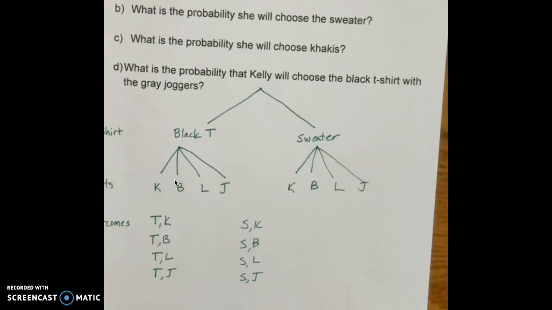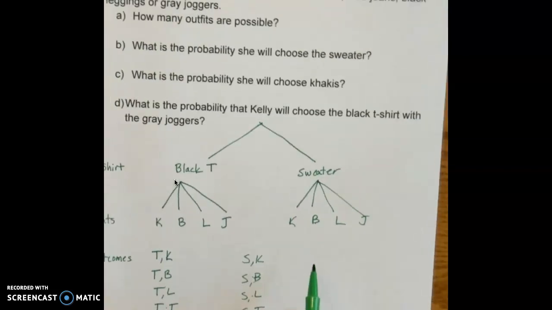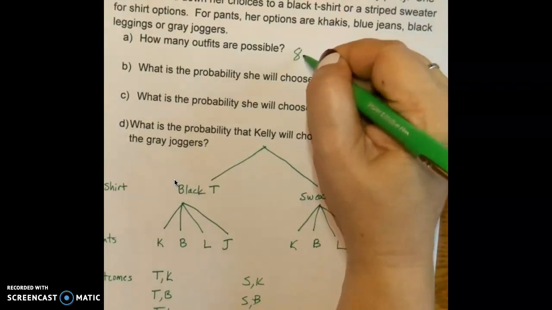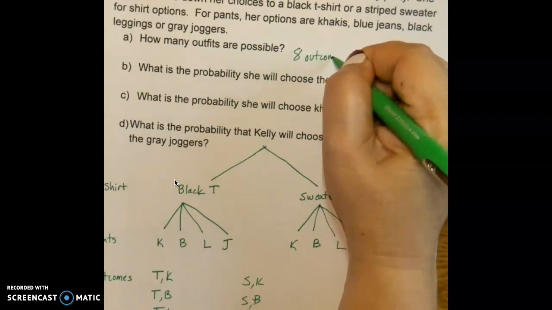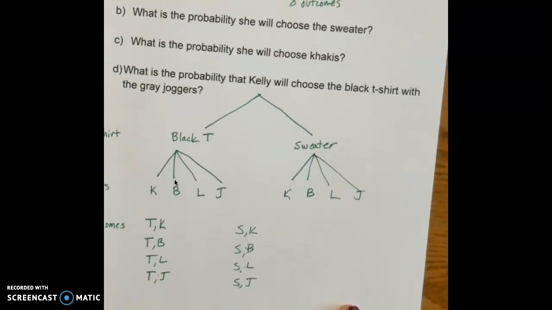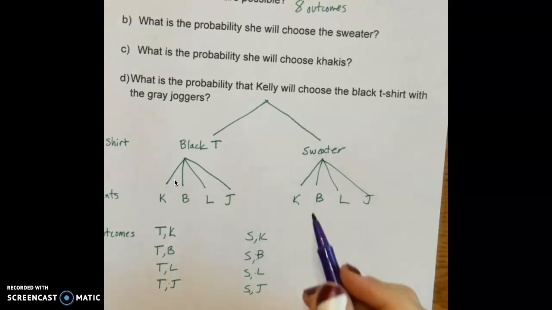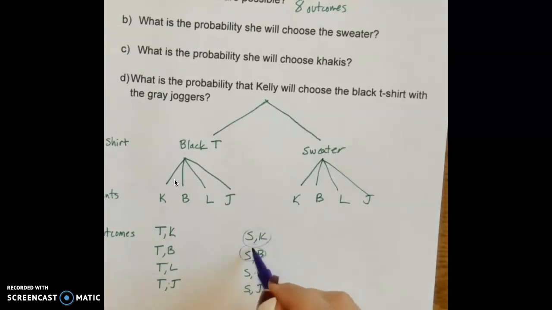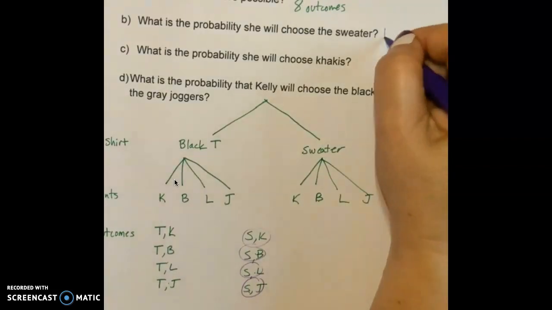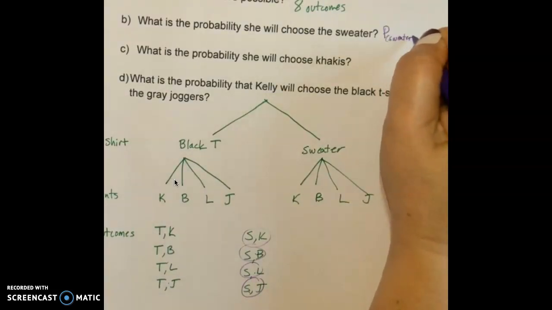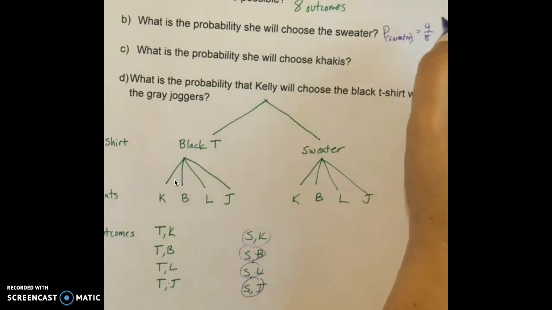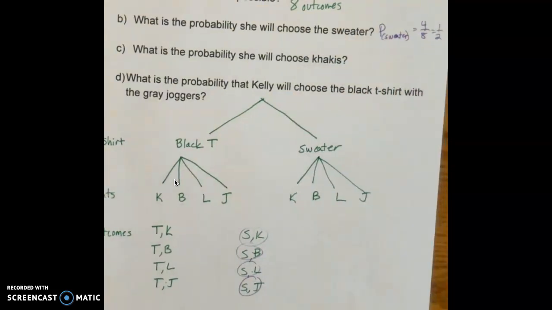Okay, our first question is how many outfits are possible? So we can see she's got 1, 2, 3, 4, 5, 6, 7, 8. Okay, so that first question, there are 8 possible outcomes or outfits, like I said. And then part B says, what is the probability that she will choose the sweater? Okay, so the sweater is going to be all of these. So the probability of the sweater is 4 out of 8, which equals 1/2.